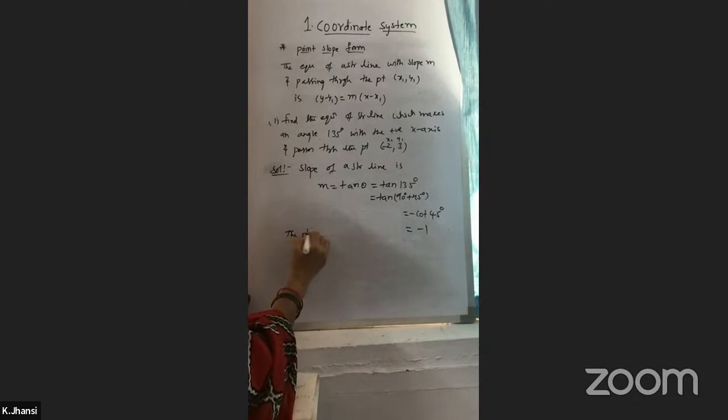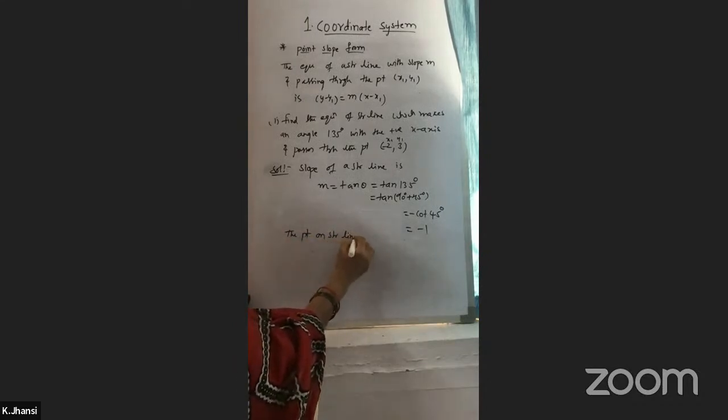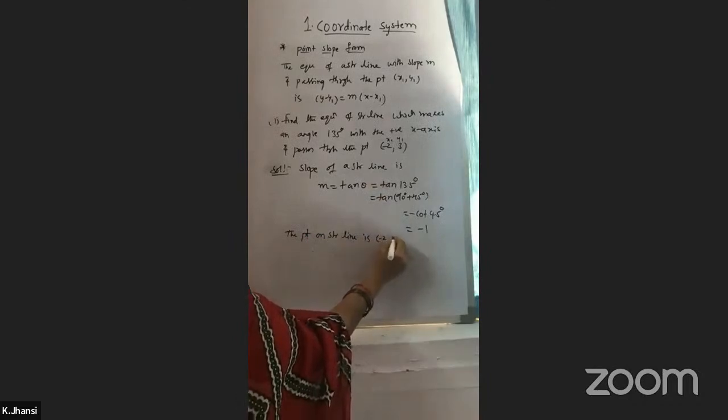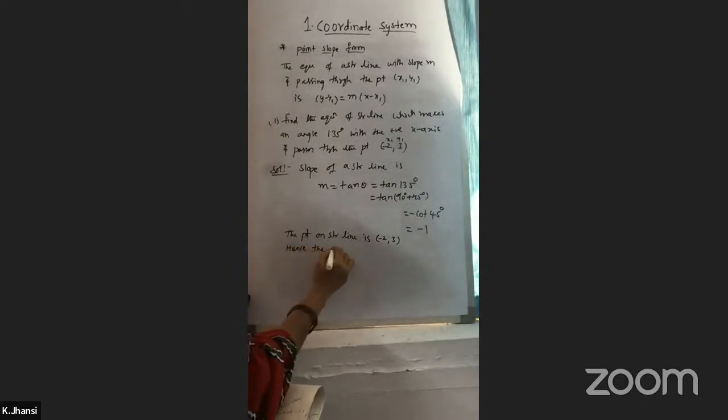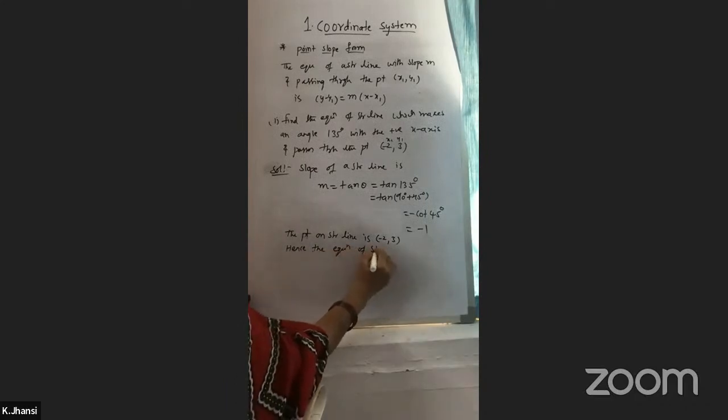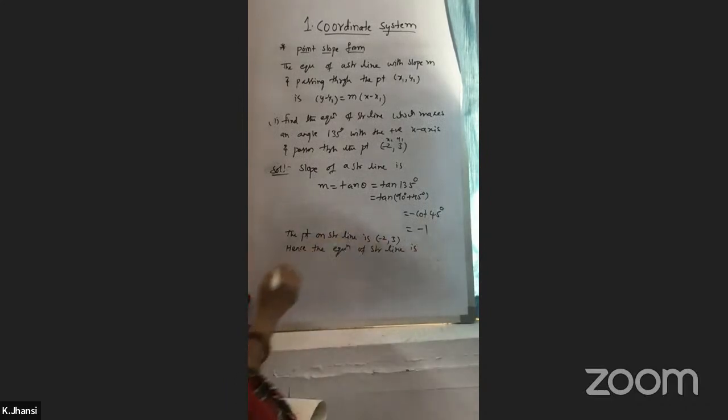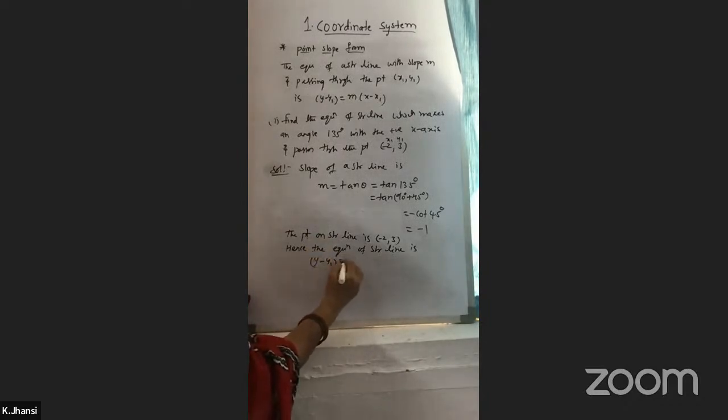Okay. The point on the straight line is (-2, 3). So you can write there x1 and y1. Hence the equation of the straight line is, if you write the formula, it will be convenient to substitute the values. Okay, try to write the formula compulsorily here. y minus y1 is equal to m into x minus x1. Okay. So y minus, what is our y1 value? 3.